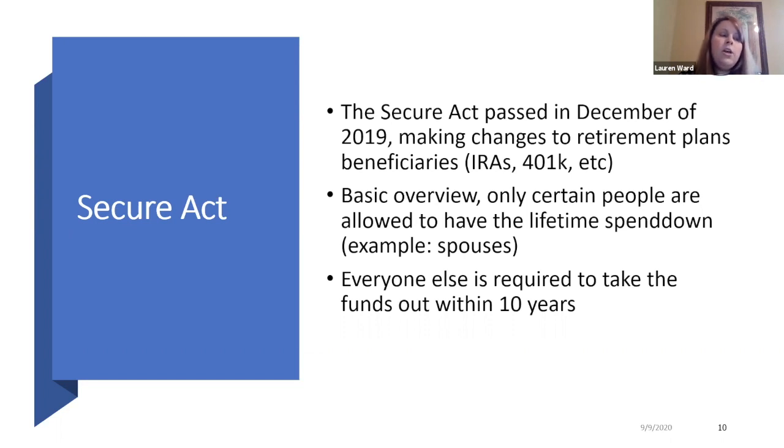money out. So the basic overview is only certain people are now allowed to have that lifetime spend down. It used to be everyone could have it, and now we've limited it. For instance, a spouse has that timeline where they can do it over their lifetime, but everyone else is required to take the funds out within 10 years. So that means you have a bigger taxable event.